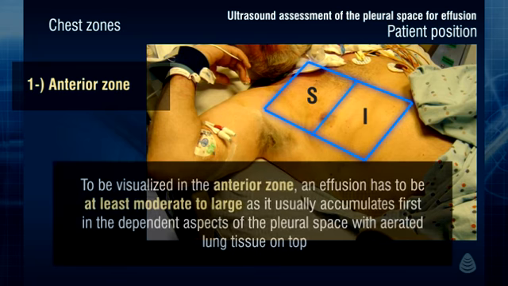Note that, to be visualized in the anterior zone, an effusion has to be at least moderate to large, as it usually accumulates first in the dependent aspects of the pleural space with aerated lung tissue on top.